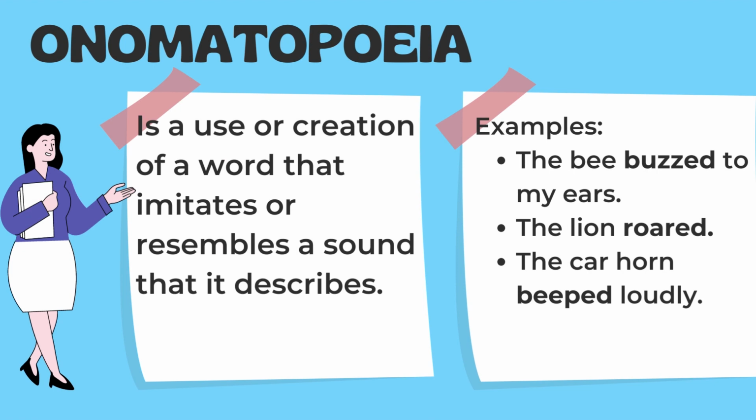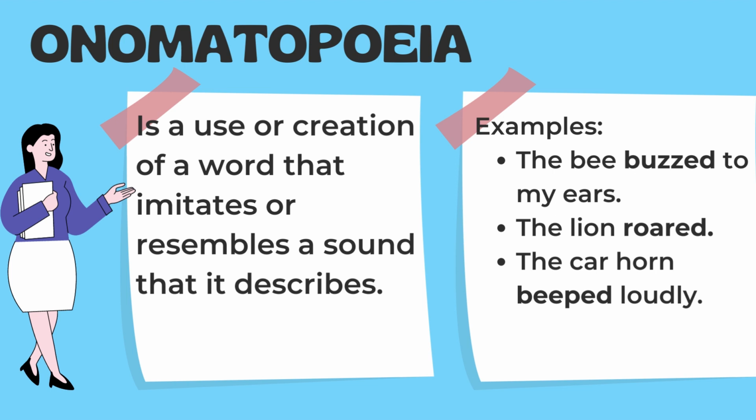So let us proceed to onomatopoeia. It is a use or creation of a word that imitates or resembles a sound that it describes. We have examples. The bee buzzed to my ears. So you can see buzzed. It is the word that imitates or resembles the sound. So the bee, it buzz, right? So that's why buzzed, it is the word, and it is an onomatopoeia.